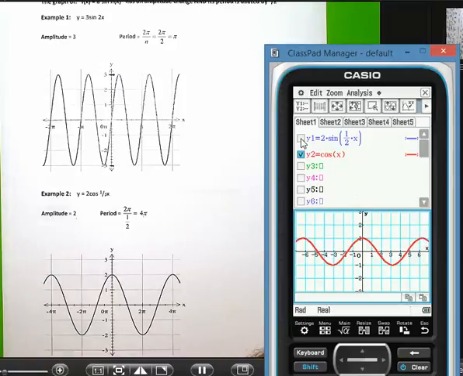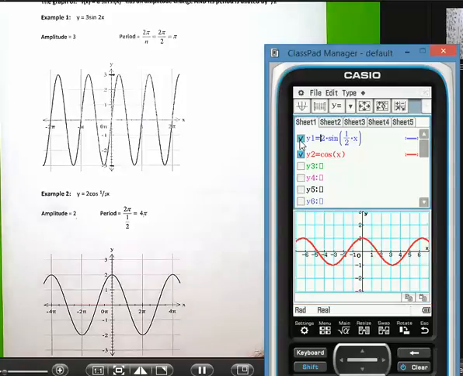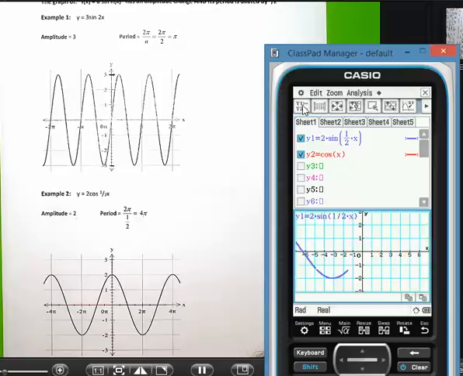And if we have a look at 2 sine half x, the amplitude's increased to 2, the period is stretched out to 4 pi. So you can see there, for the same negative 2 pi to 2 pi, positive 2 pi rather, you only get the one pattern. I've very sneakily given you negative 4 pi to 4 pi. So a little bit of caution there. We'll have a look in a moment at questions 7 and 8.